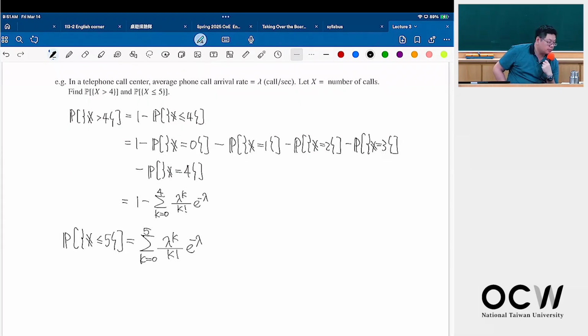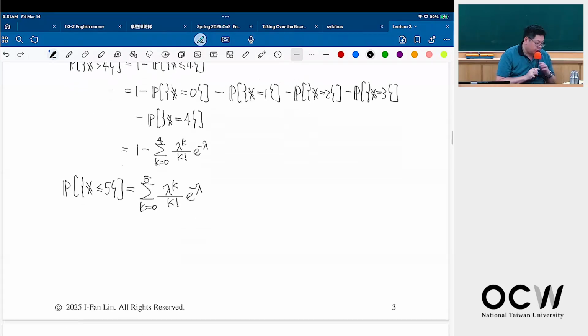For the Poisson random variable and also the binomial random variable: for the binomial random variable, we have the size n and also parameter p. And then when p is very small and the size is really, really big, then the binomial will become Poisson.